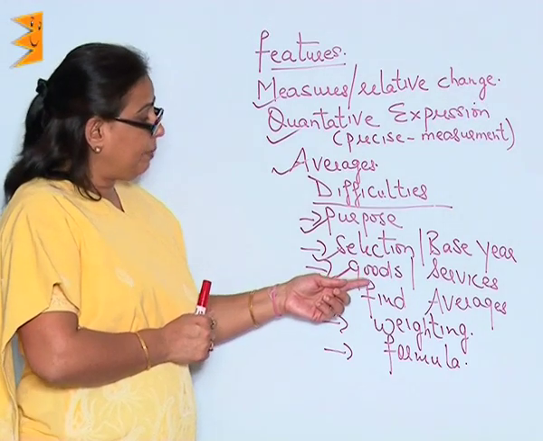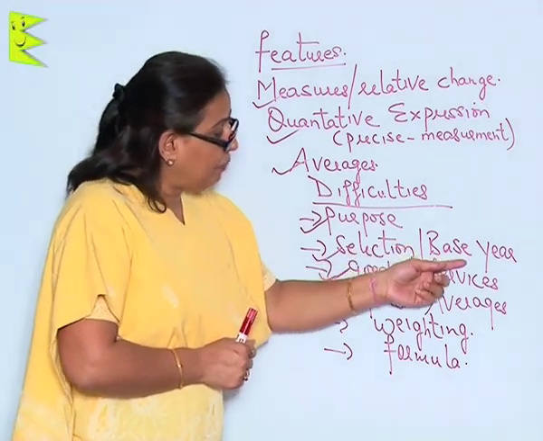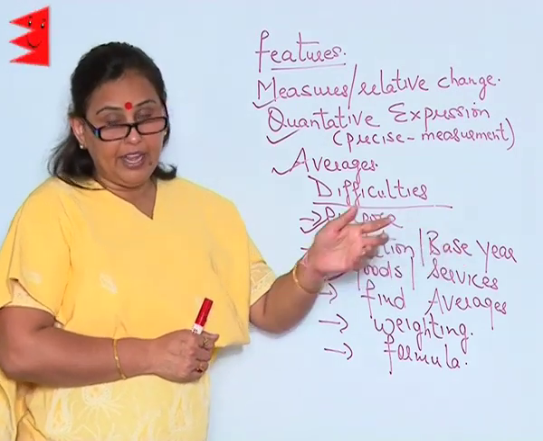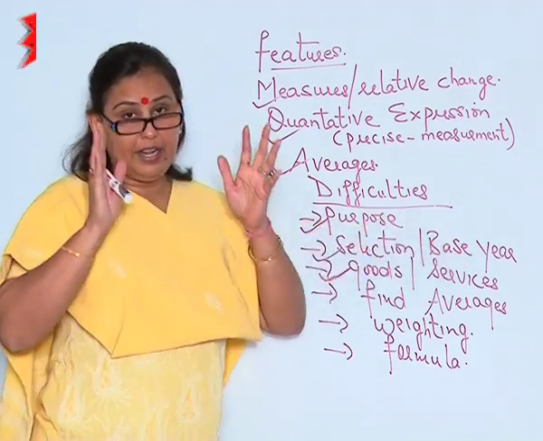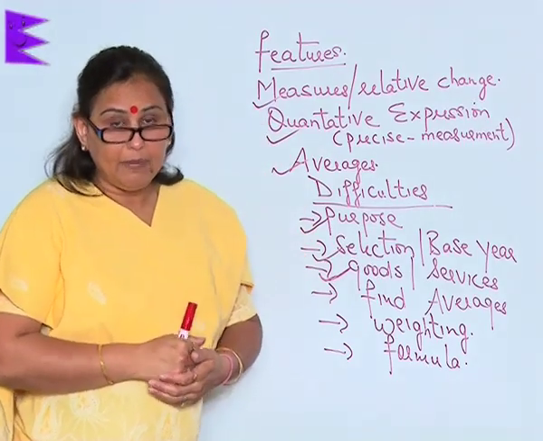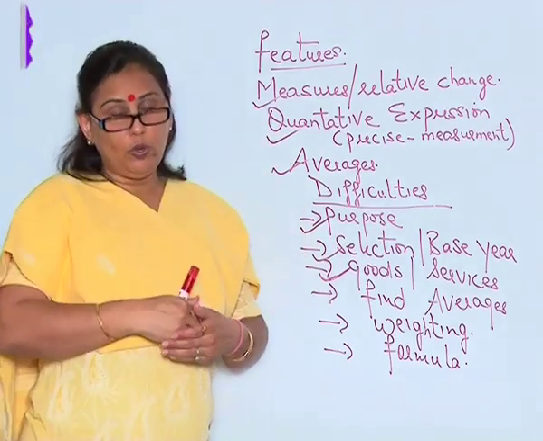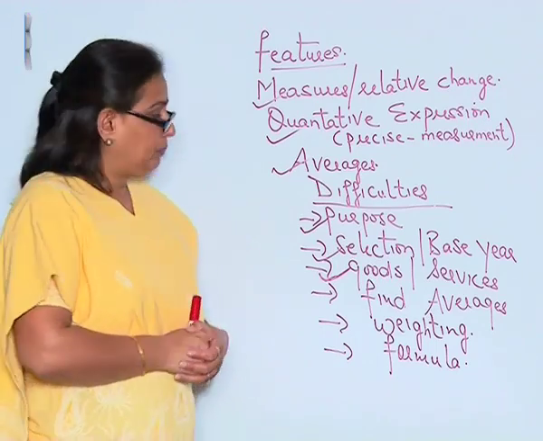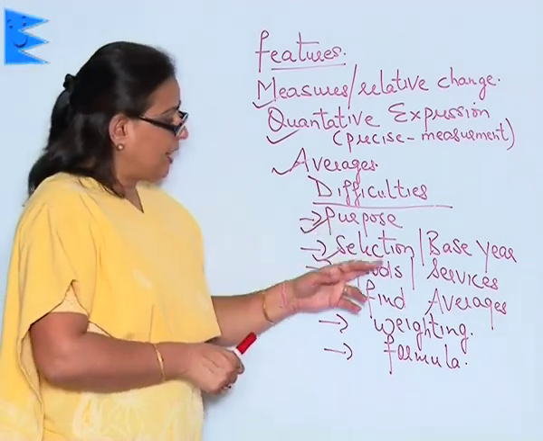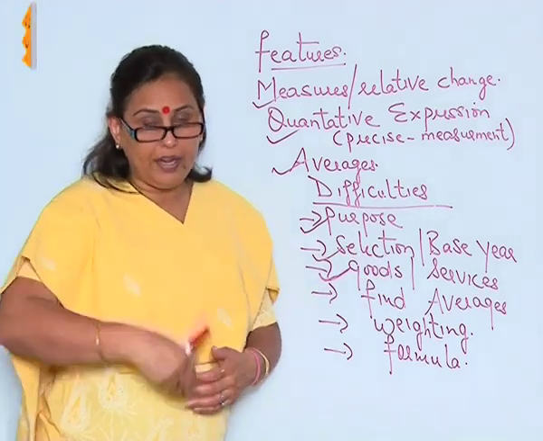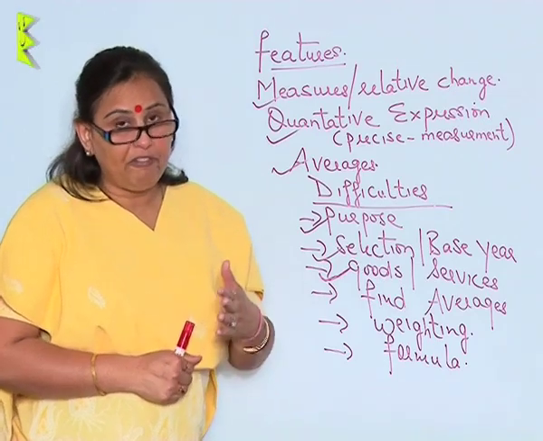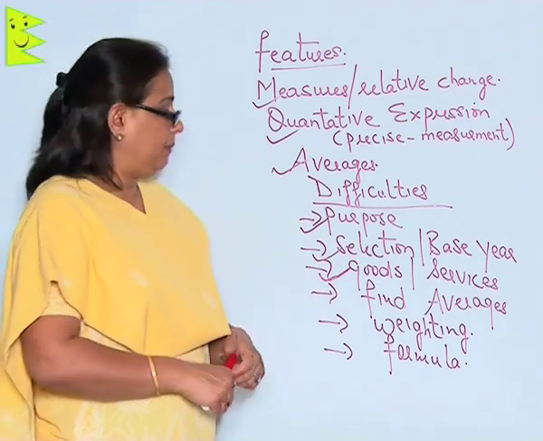Now, this is to be calculated, and we have to pick a base year. For example, it should not be a year when there was an economic hit, because then the prices and also the sale of the cars must have been hit. So, the purpose, the selection and the goods and services are all interrelated and are the difficult levels of framing an index number.